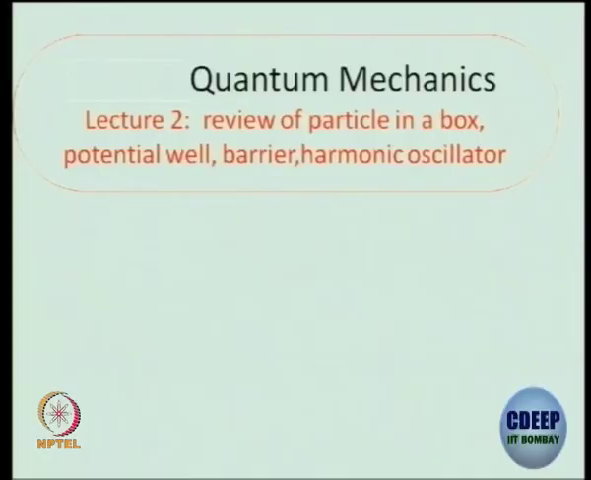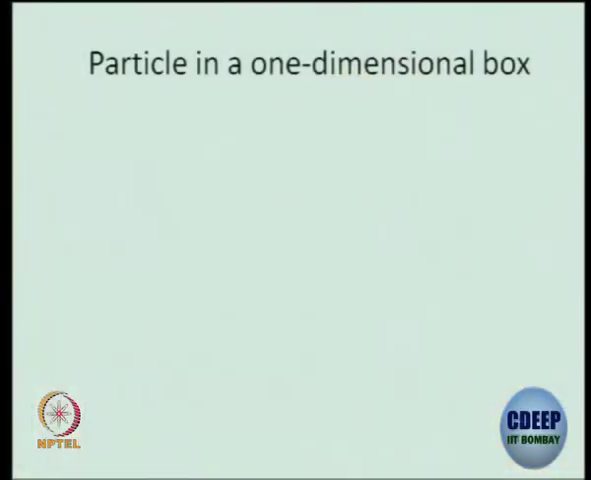So the theme for today is a review of the particle in a box, potential well, barrier, step potential, and harmonic oscillator. Slowly I will take you on to the delta function and some of the properties of one dimensional problems, bound states, and scattering states. Particle in a one dimensional box, all of you, even in the middle of sleep, I am sure know this now. Is that right?